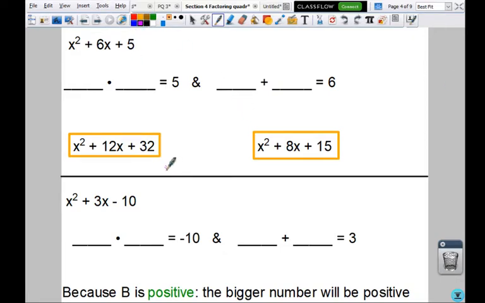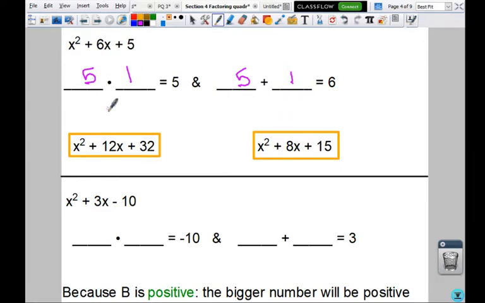What times what is 5? Or actually, give me two numbers we can multiply to get 5. 5 and 1. Is 5 plus 1 6? No. So we got our two numbers, but we have to actually write our answer.